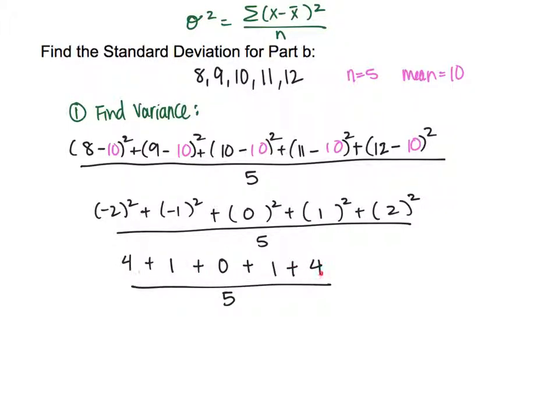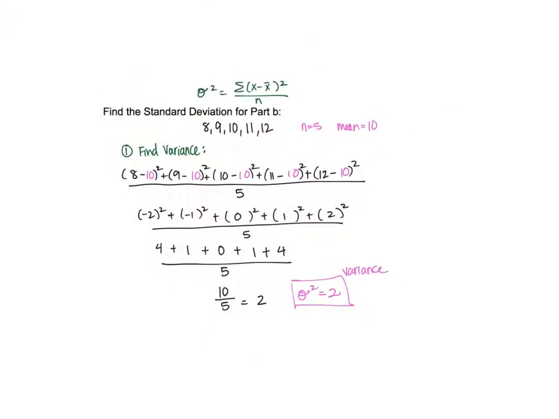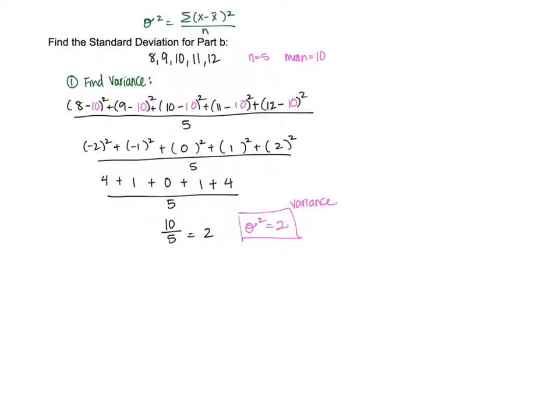If I add up all the terms in the numerator here, I get 10. 10 divided by 5 is 2. So my variance here, or sigma squared, is equal to 2. So this here is my variance. And so now if I want to figure out what my standard deviation is, I would have to take the square root of 2. Now notice how the variance here is already a lot smaller than before. If you remember the variance from before, it was 200 compared to this one here, which is only 2.